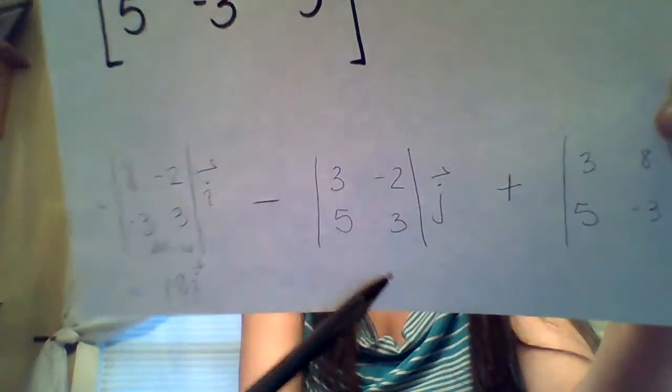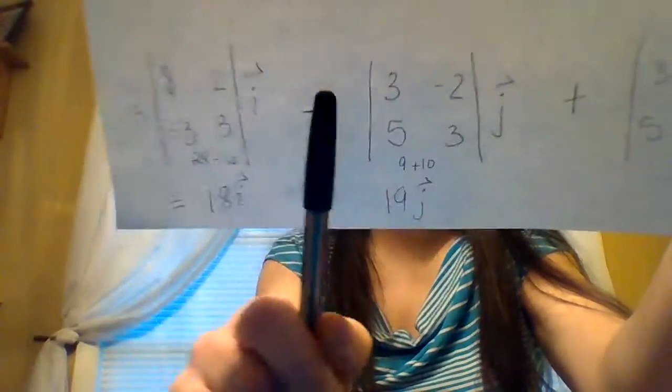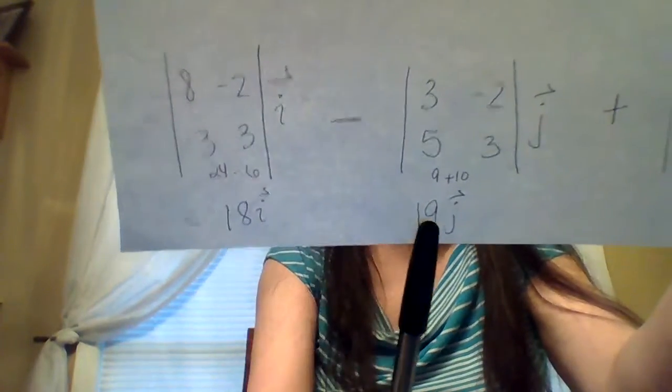All right. Next, I'm going to find the determinant of this 2 by 2 right here. So I have 3 times 3, which is 9. If I multiply up, I get 10 times negative 2, but remember I'm supposed to switch the sign of that. So I'm going to get plus 10. 9 plus 10 is 19. 19j, but please remember that middle one, because of keep, change, it was a 19. I got to make it minus 19.